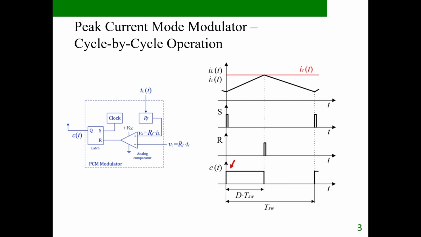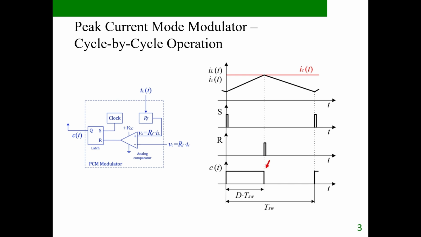When the PWM signal goes high, the high side MOSFET turns on and the inductor current begins to increase with a defined slope. As the inductor current ramps up, it is continuously compared with the reference current IC of t. When the inductor current reaches the commanded peak value, the comparator output goes high. This high signal is applied to the reset input of the latch, which immediately resets the latch and forces the PWM signal to go low.